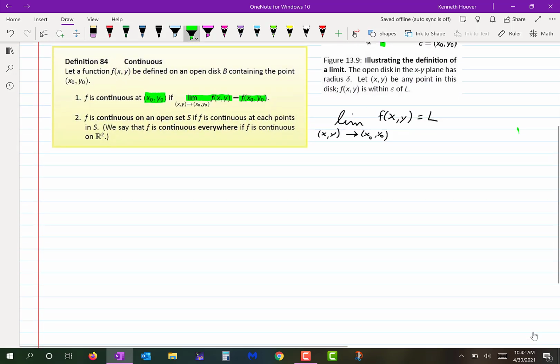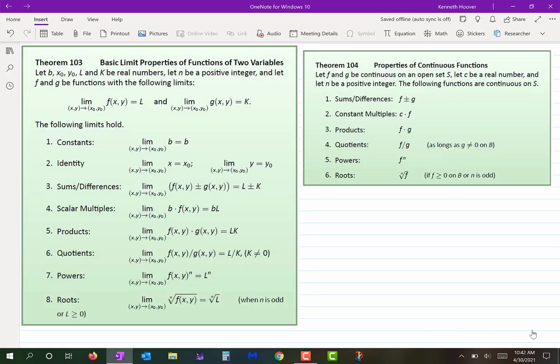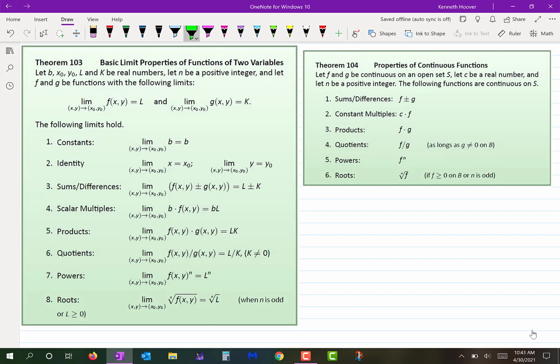Okay, let's look at some of the rules for limits and continuity. In order to save time, I'm not going to say all these out loud. I'm just going to point out a couple things, okay? I'm going to ask you to pause the video and just read these rules, but I'm going to point out to you that these are exactly the same ideas as the limit rules and continuity rules for single variable functions.